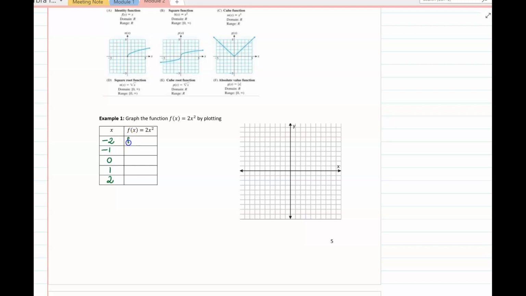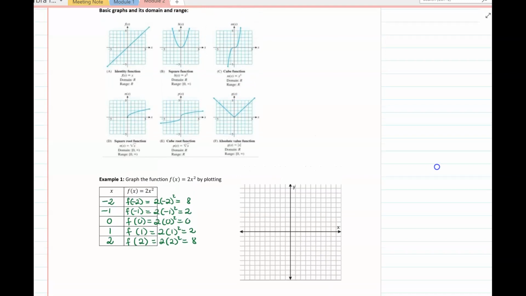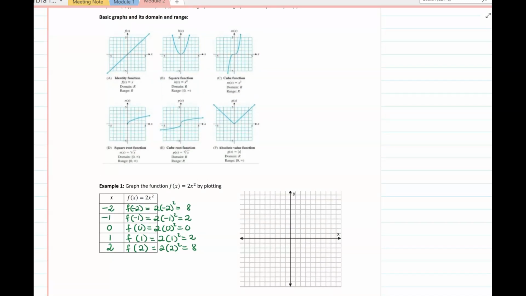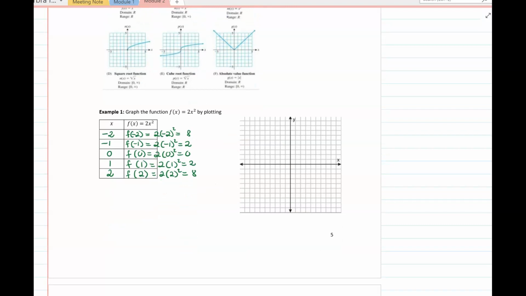Then I'll evaluate f of -2. F of -2 equals 2 times -2 squared, that makes 8. F of -1 equals 2 times -1 squared, that makes 2. F of 0 equals 2 times 0 squared, that makes 0. F of 1 equals 2 times 1 squared, equals 2. And f of 2 equals 2 times 2 squared, that equals 8. So this is the graph of 2x squared. It's going to be in the shape of a parabola. Let's see if that happens.